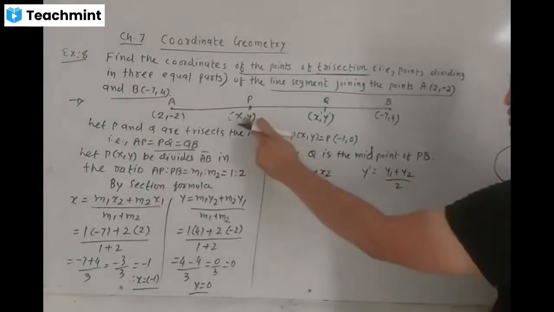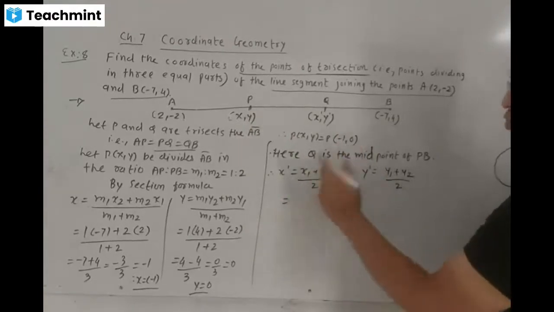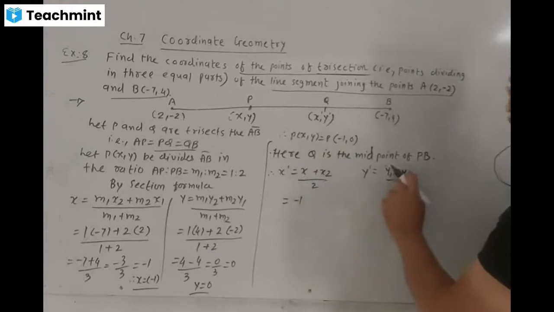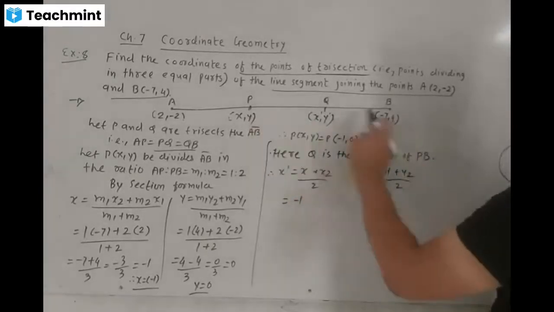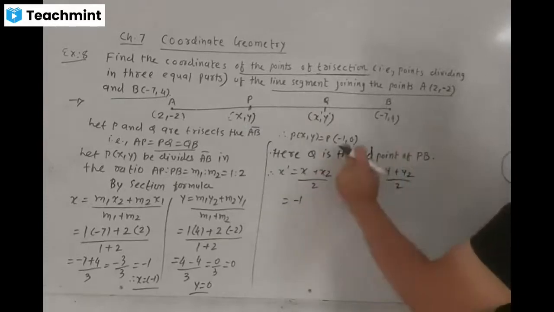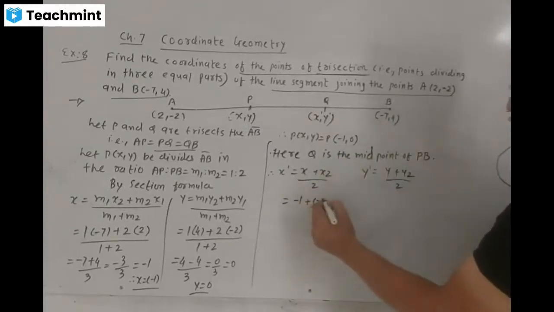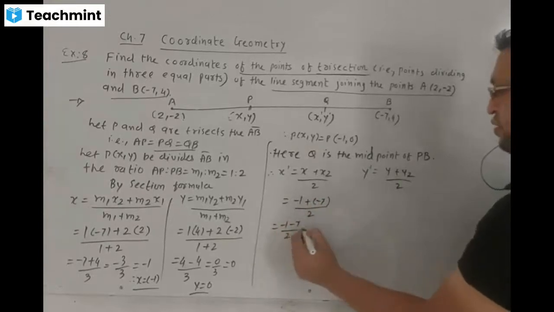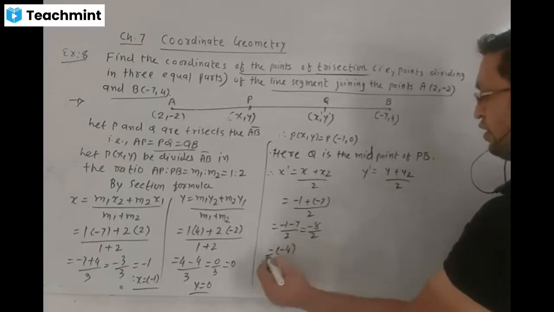Here, using the point P, x is equal to -1 and x2 is equal to -7, divided by 2. So -1 plus -7 is -8, divided by 2, which is equal to -4.